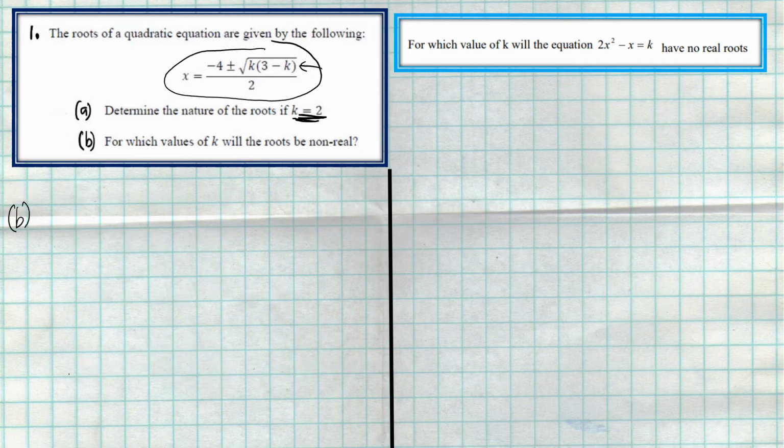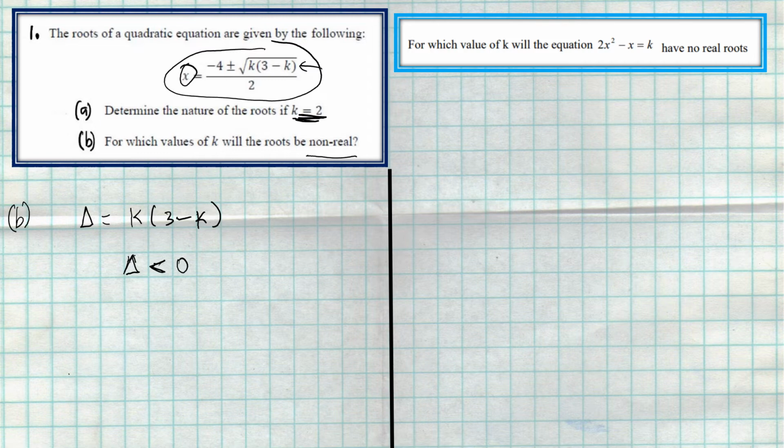Okay, for B, it says for which values of k will the roots be non-real? We must first determine our delta here. We know that delta is equal to k into 3 minus k. Now they want the values of k for which the roots are going to be non-real. So we know that for non-real, our delta must be less than 0. In other words, we are going to calculate the values of k when our delta is less than 0.